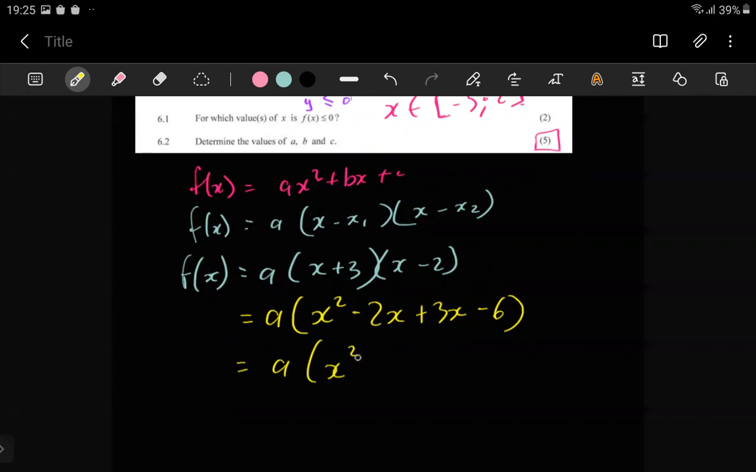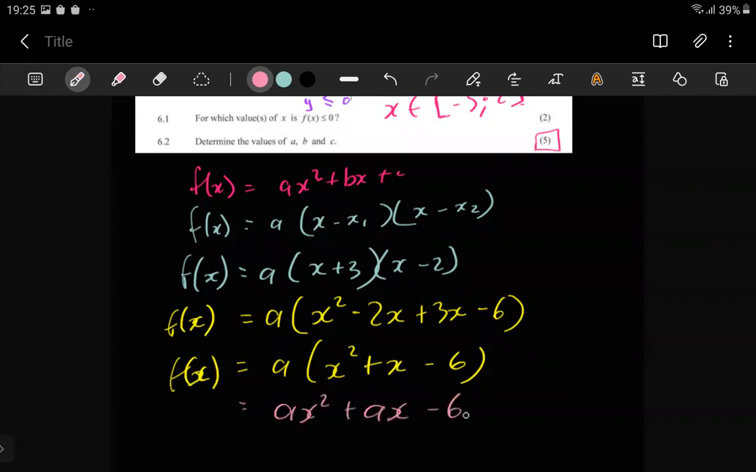So this is going to be positive x and -6, and then f of x here. The good news is, as long as you have your equation in this format, you're almost done. If you multiply the a inside your brackets, you're going to have ax squared, ax, and then -6a. And then this is f of x, right?